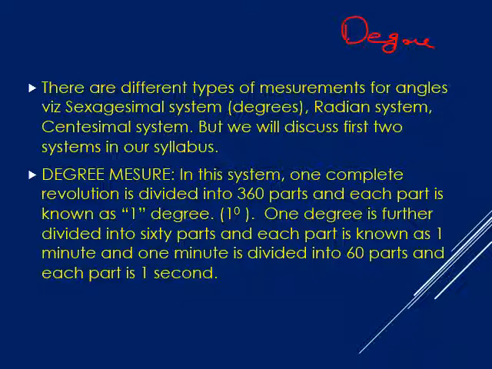Degree measure means one complete revolution is divided. If a circle is divided like this, it is 360 degrees, divided into equal parts, and each part is called 1 degree. And 1 degree is further divided into 60 parts. So 1 degree is equal to 60 minutes, and 1 minute is equal to 60 seconds. This is the symbol for second. This is the symbol for minute.